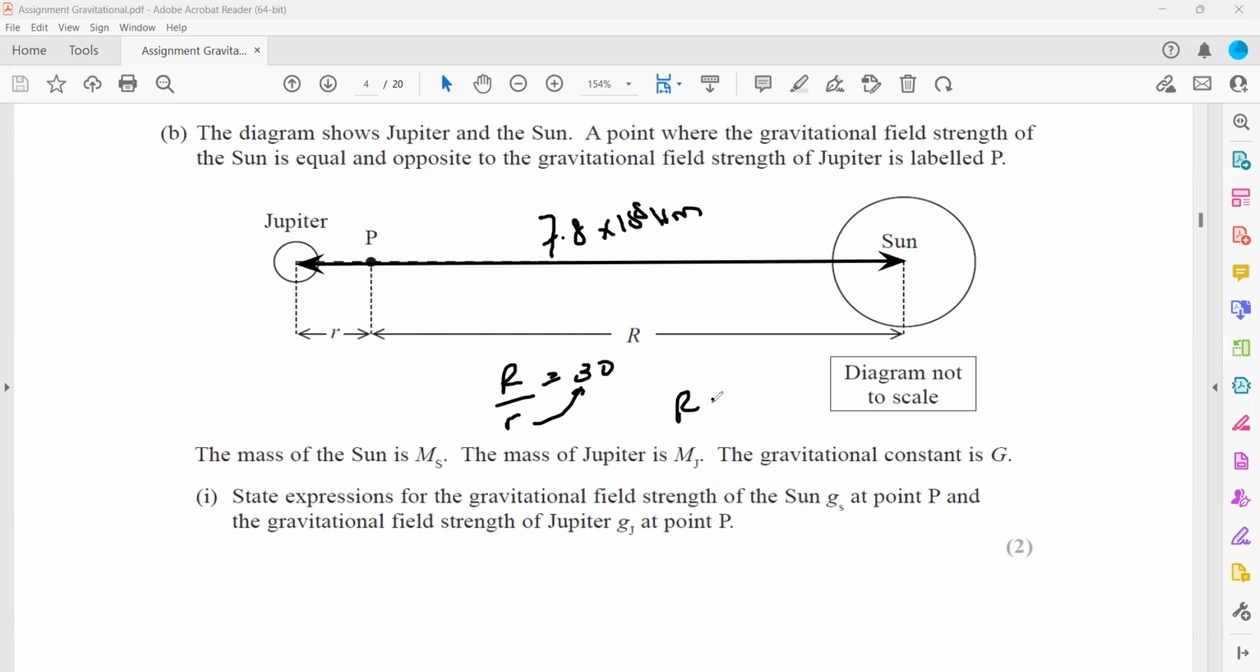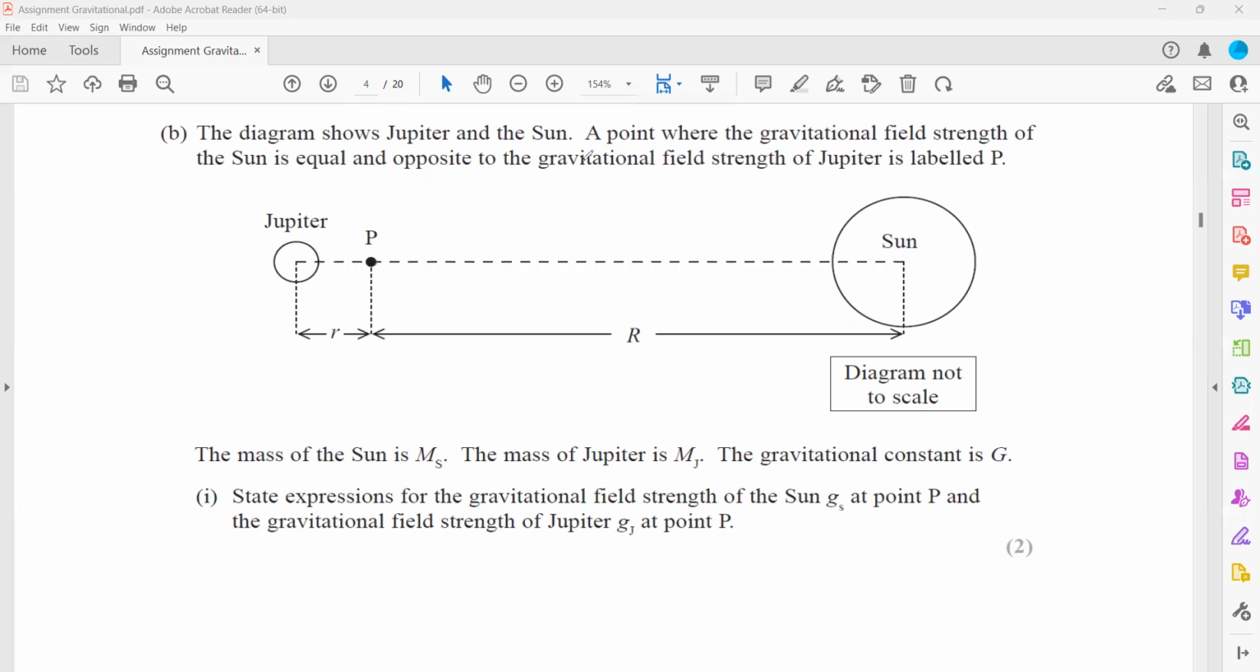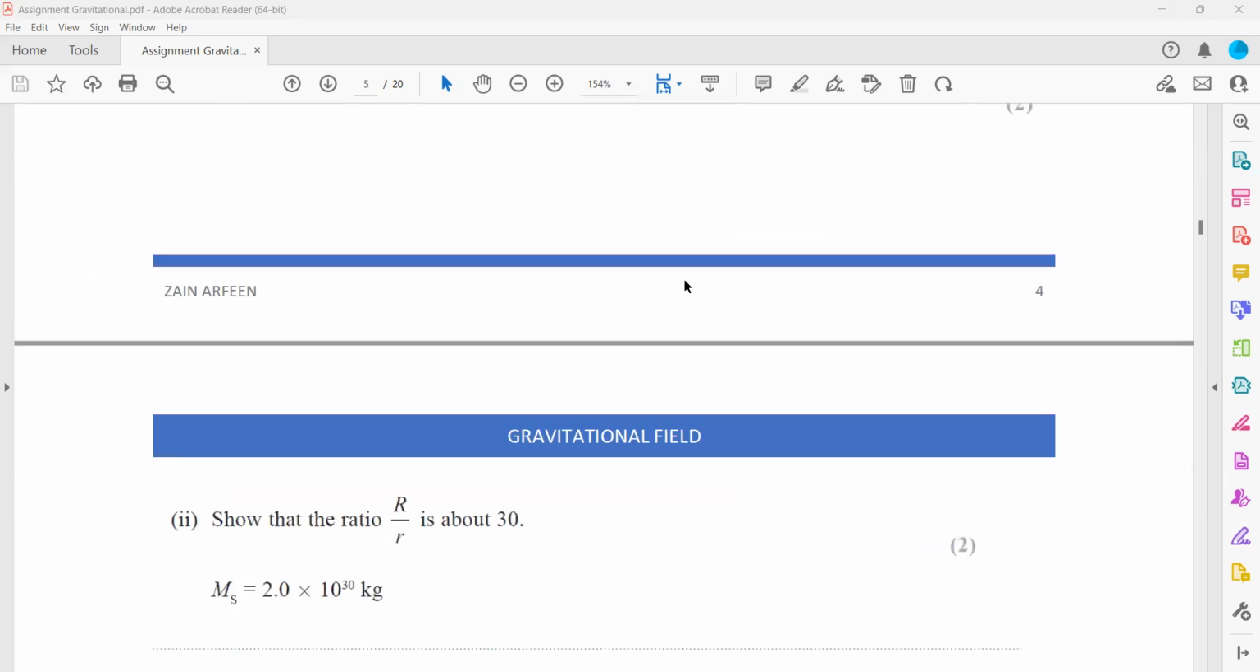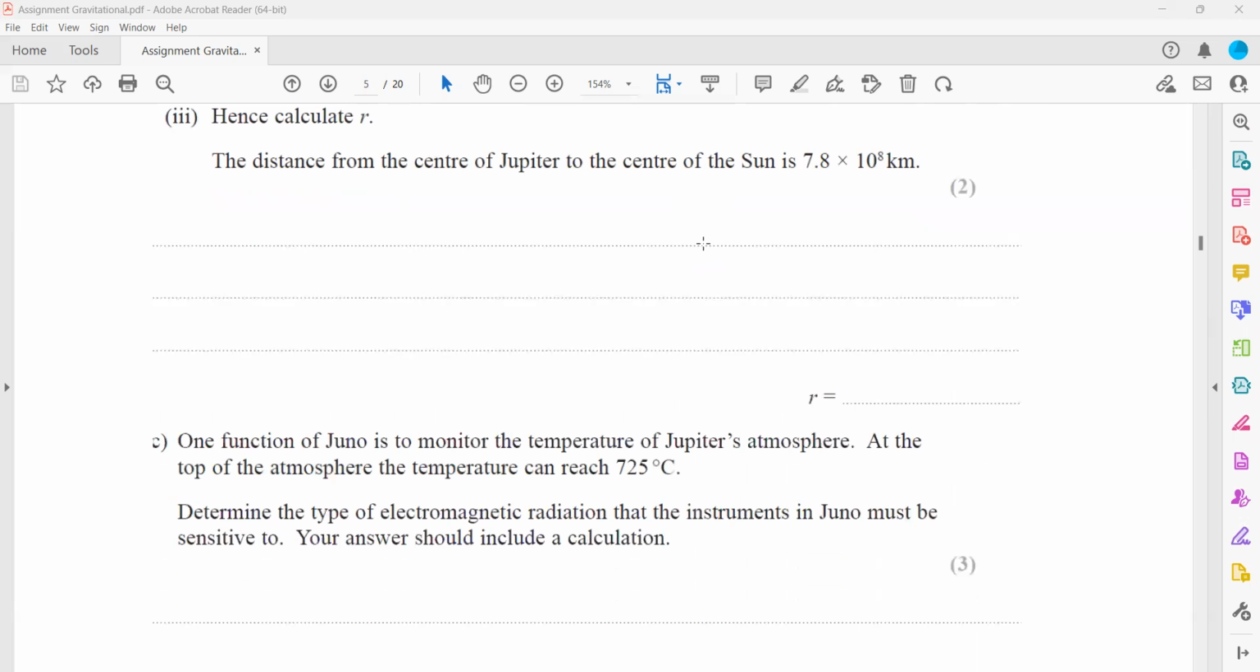So we can say capital R is equal to 30r. So small r plus capital R is equal to 7.8 into 10 power 8. And capital R is equivalent to 30r, or 32r according to your calculation. Because the ratio for us was 32, we'll say 32r, 32 small r, and then we simplify, dividing by 33. So this will give us the distance between Jupiter and the point P.